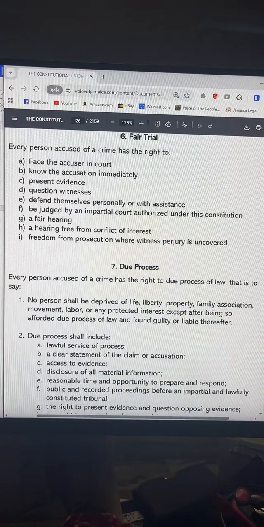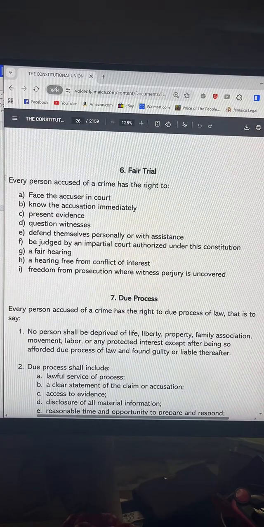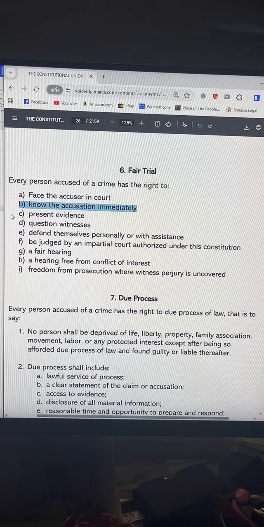Fair trial. Every person accused of a crime has the right to face the accuser in court, know the accusation immediately. Now, this is also very important. There are so many times people get locked up and you are not charged.